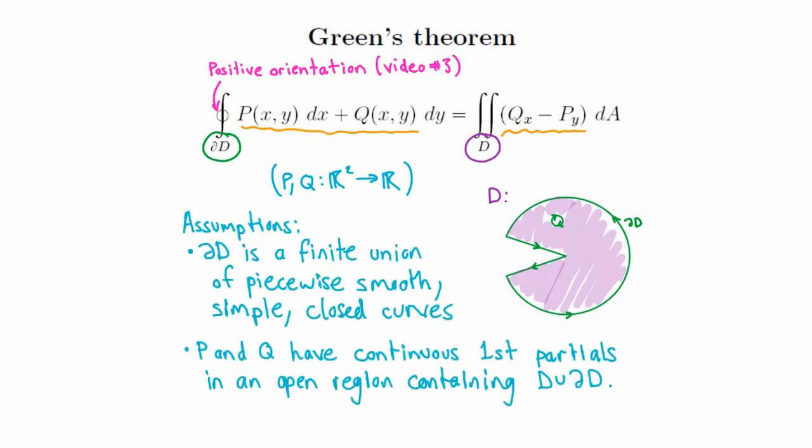Of course, there are some assumptions that need to be made in order for this formula to hold, and we're glossing over that. But in practice, we are going to want to assume things like that the boundary is a finite union of piecewise smooth, simple closed curves, and that p and q have continuous first partial derivatives in an open region which contains D and its boundary.